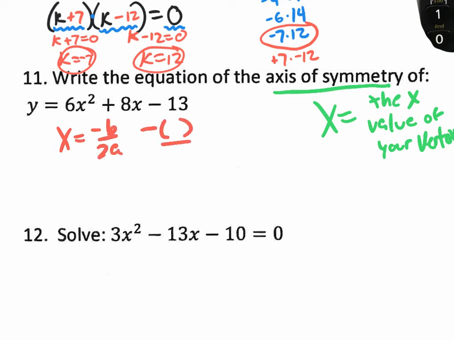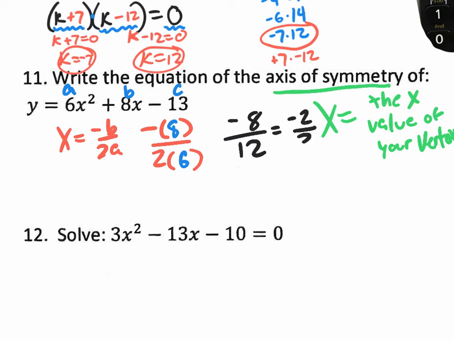So negative parenthesis over 2 times parenthesis. The b value is 8. The a value is 6. The c value we don't care about on this formula. So you have an 8 right here, and you have a 6 down here. So what we really have, ladies and gentlemen, is negative 8 divided by 12. And I could reduce that. Can't divide, but I could reduce by 4, and I will get negative 2 over 3.